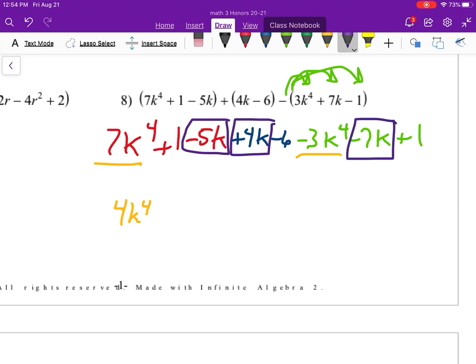So there are 3 terms here. So we have -5k plus 4k minus 7k. So again, I'm just going to add these all together. So I have -5k plus 4k gives me -k. And then -k minus 7k gives me -8k. And then finally, I'm going to do dark green for this. I'm going to circle all the constants. And that should leave us with -4.